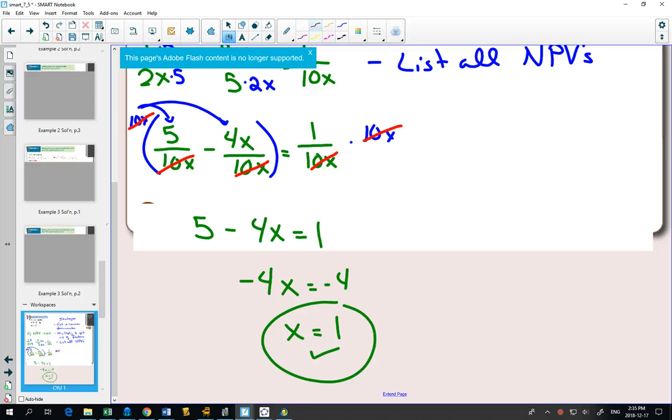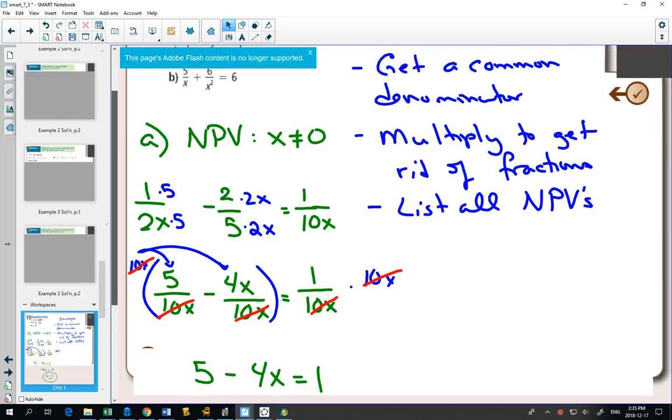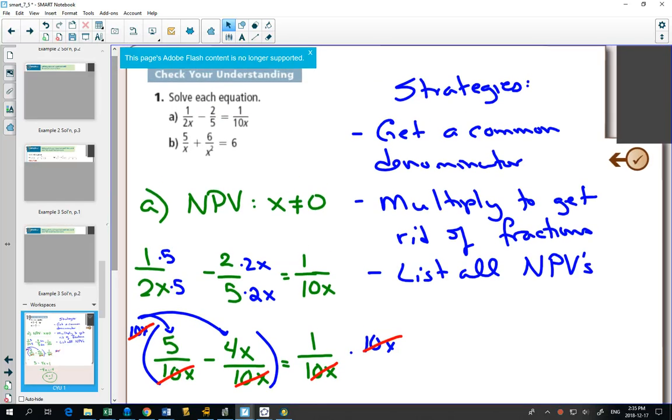So this strategy, if we can get a common denominator, we can multiply to cancel it all out. And when we multiplied, even though there were 2 terms on our left side, when we multiplied that whole side by 10x, each of those denominators would get canceled out. So let's look at part B to see how it would work in another example.